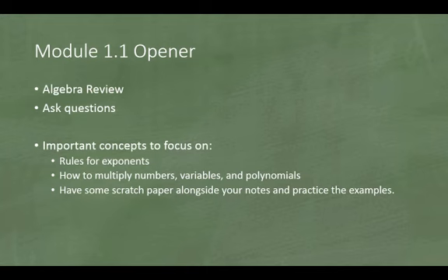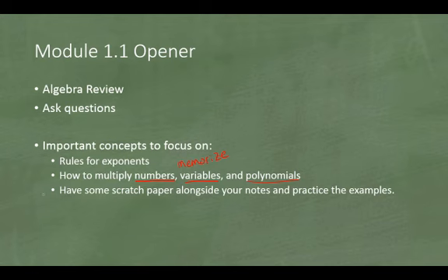Some important concepts to focus on in this section. We'll be going over the rules for the exponents. These you should definitely have memorized. So memorize. You'll be using them throughout the course. We'll be going over how to multiply numbers and variables and polynomials, how to add numbers, variables, polynomials, etc. But don't let this all confuse you. It's really the same properties as multiplying with numbers. Don't let it get to your head. Variables and polynomials go by the same properties.